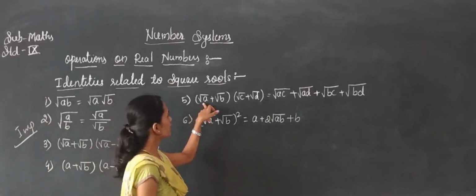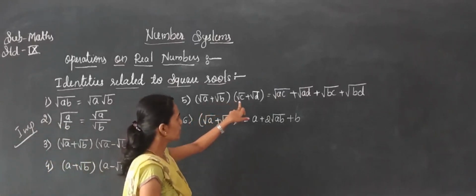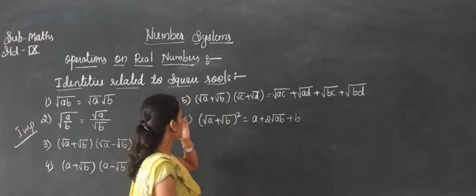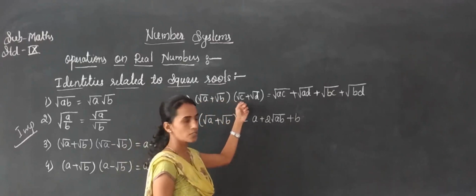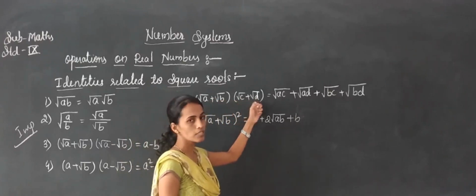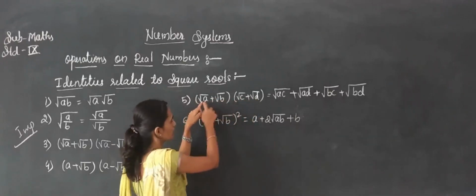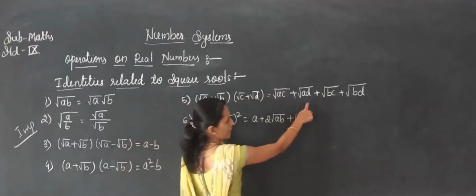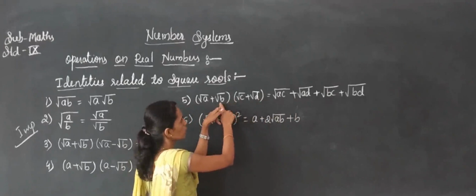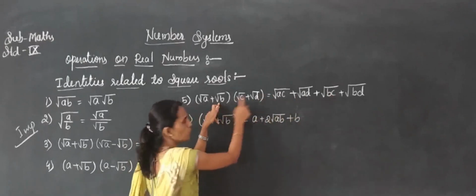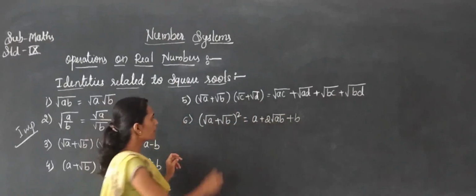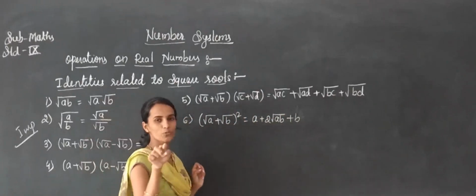The fifth one, root A plus root B into root C plus root D. Here different variables are there. So first we have to multiply A to C, that will become root AC. Next A to D, that gives root AD. Next B to C, that is root BC, and B to D, that gives root BD.